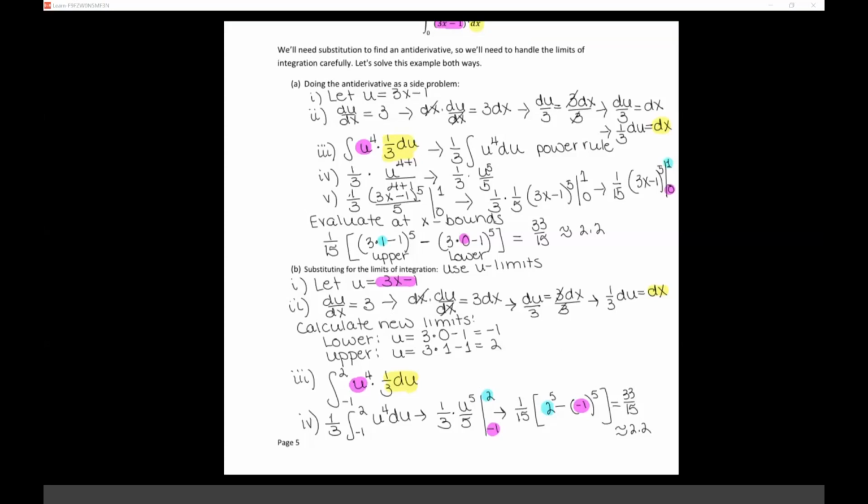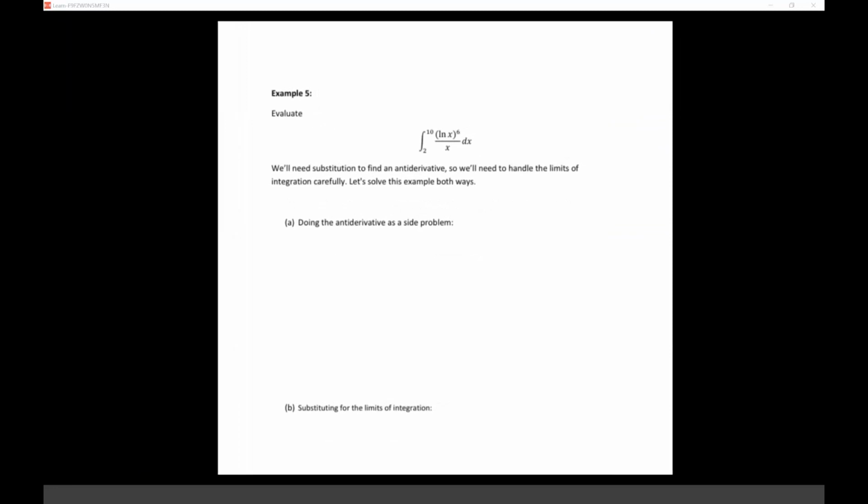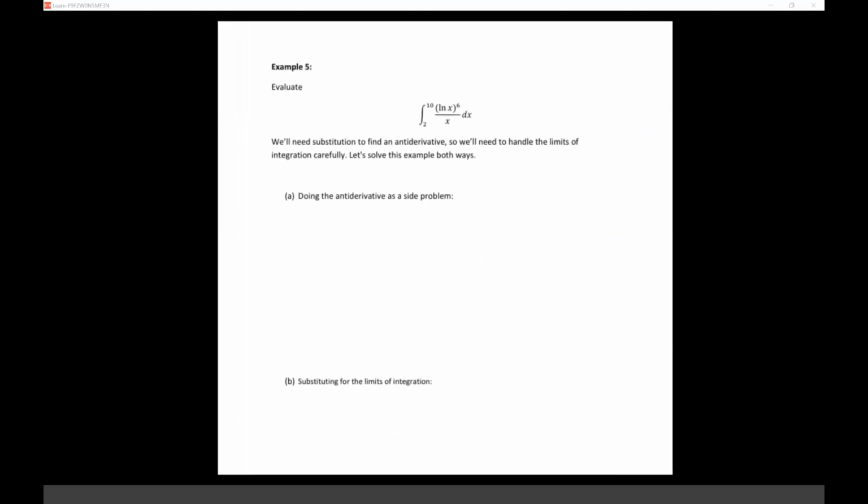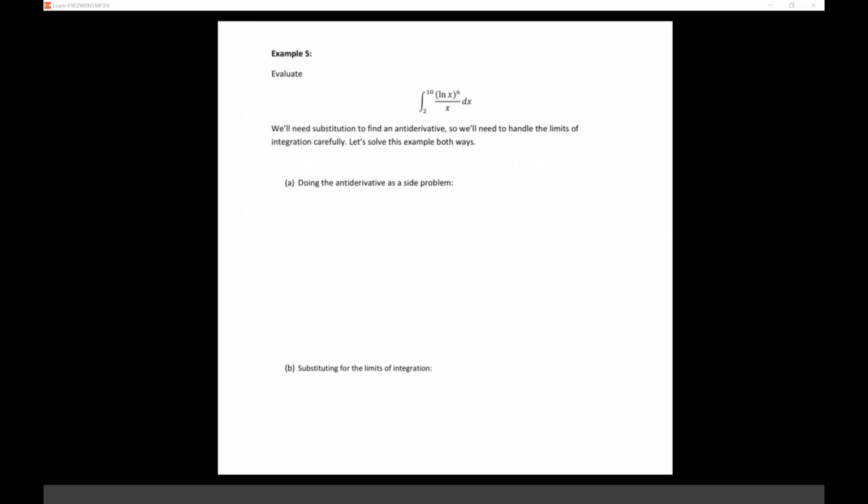I have at most like 2 more problems. So I'm going to do one more where I show you both methods of doing a definite integral. And then I have one for you to try where you can do it whatever way you like. Okay. So here's example 5.